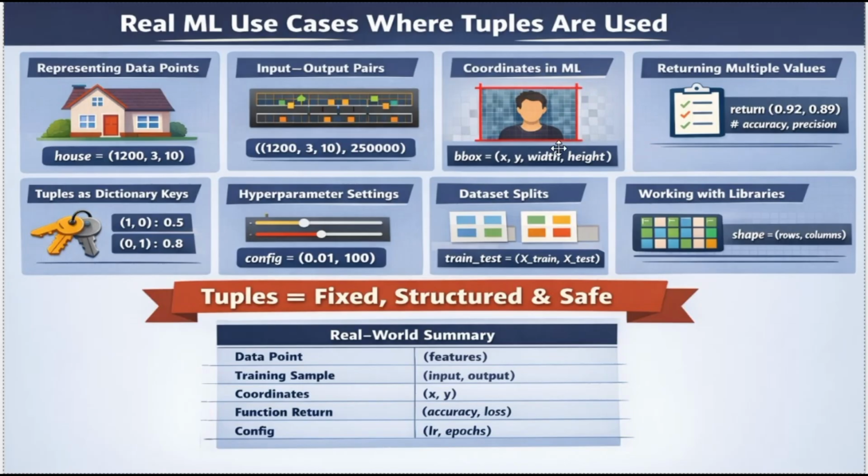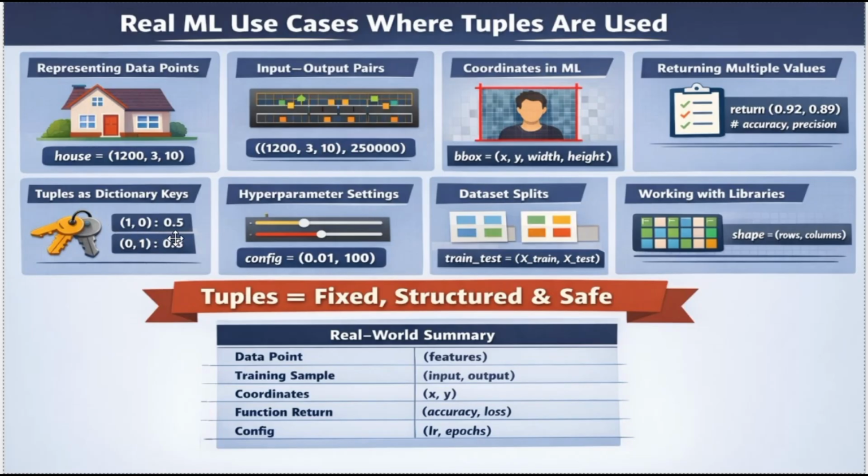Coordinates in ML. Here, X, Y are positions, and width, height are the size of the box. Tuple keeps these fixed coordinates together. Returning multiple values: usually we return only one value when we use functions. But if we use a tuple here, then we can return multiple values. Here we can return accuracy and precision at a time.